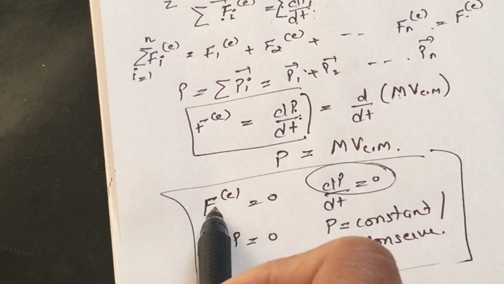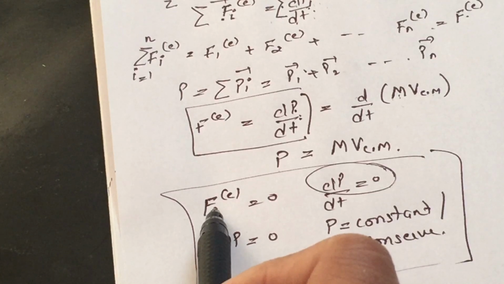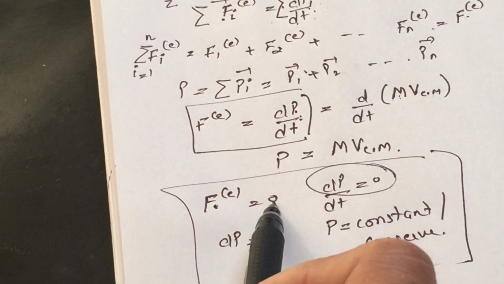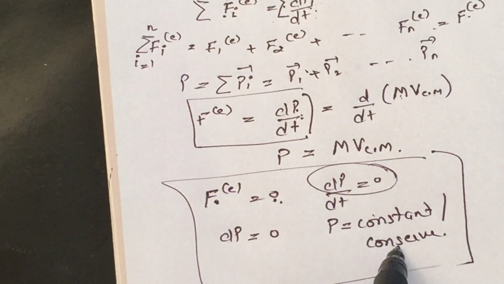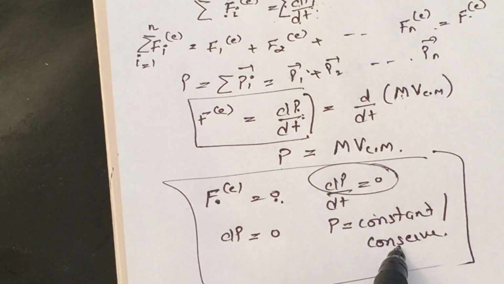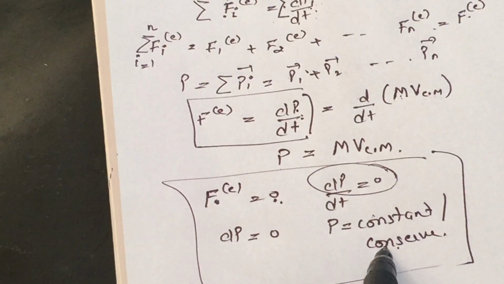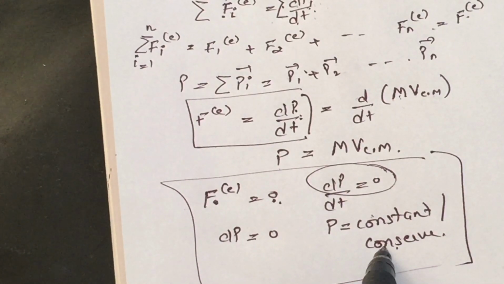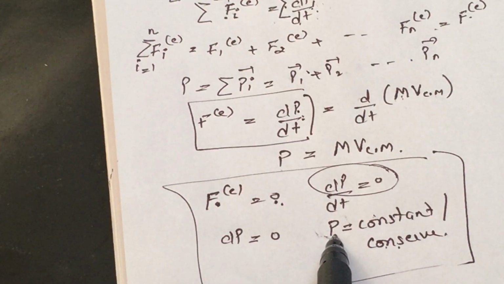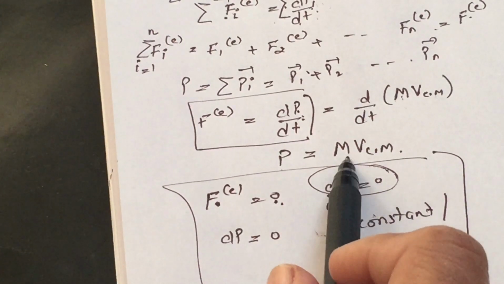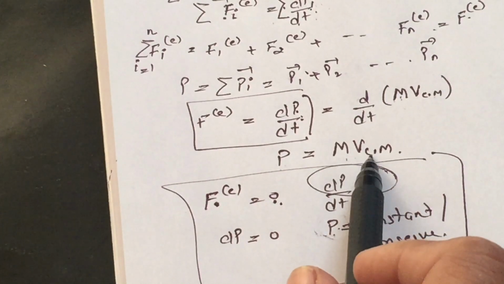If the total external force on the whole system is equal to 0, only under that condition the total momentum of the system also remains constant. Now if we talk about the center of mass, this capital P is representing the total momentum of the system. It also corresponds to the momentum of the center of mass.